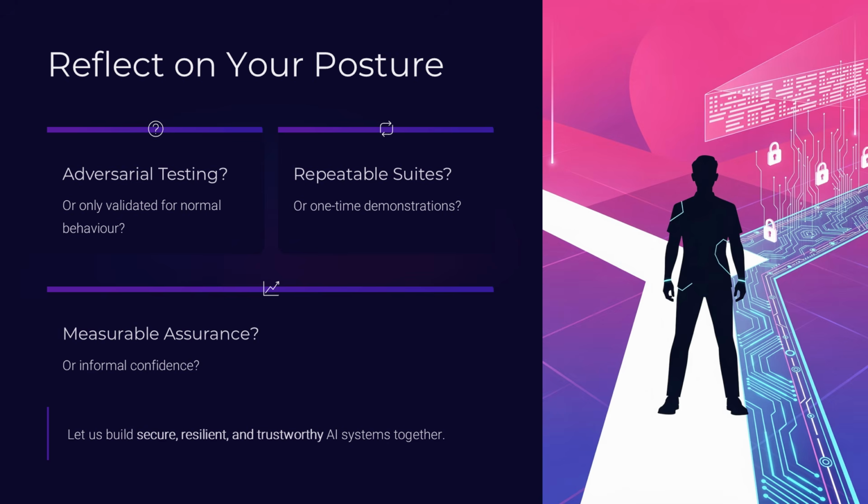Now that you understand why artificial intelligence red teaming and adversarial testing are essential for trustworthy deployment, reflect on your organization's current posture. Are your artificial intelligence systems being tested adversarially or only validated for normal behavior? Do you have repeatable test suites or one-time demonstrations? Do leaders receive measurable assurance or informal confidence?